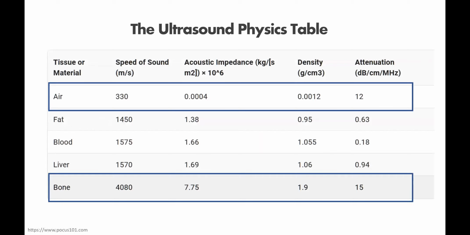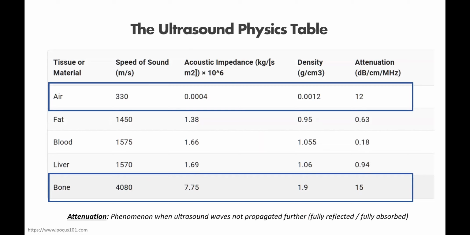So talking about attenuation, slow speed of sound materials conduct sound very poorly, and also materials that conduct sound very well, such as bone, have a very high attenuation of sound. Means the sound will be attenuated very fast. It will lose its momentum very fast. Okay, so it's a phenomenon when ultrasound wave is not propagated further, either fully refracted, such as air, or fully absorbed. It means it's fully absorbed and then it will not be reflected back to the ultrasound probe.